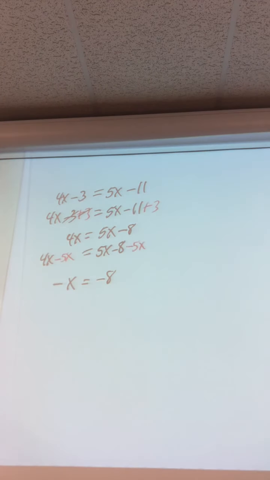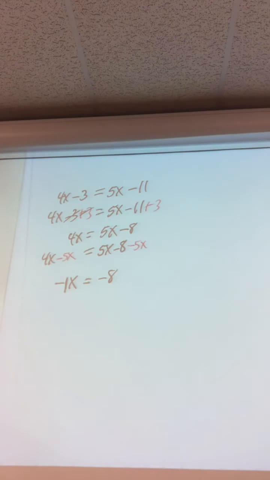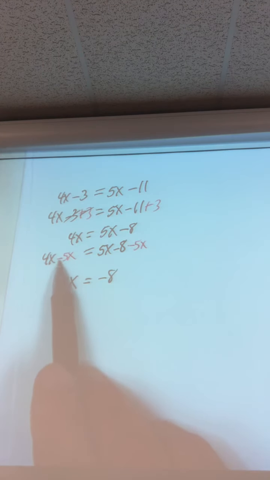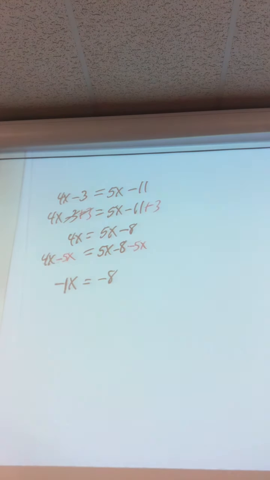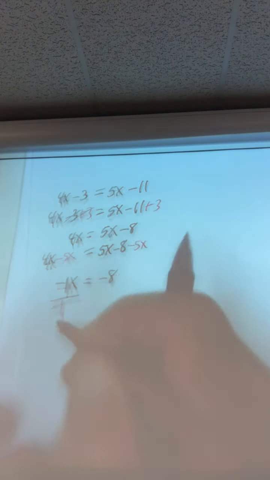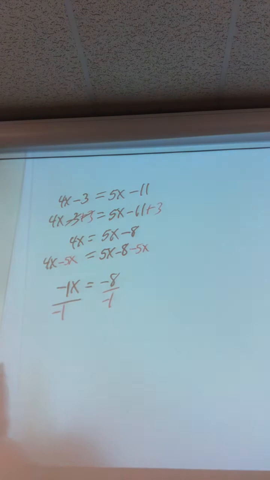Now, sometimes students can write negative 1x, that's okay also. If you win 4 and then you lose 5, you are down 1. All right, that negative 1 is not negative 1 plus x, it's negative 1 times x. So to undo that multiplication, we have to divide. But whatever I do to one side, I have to do to the other.